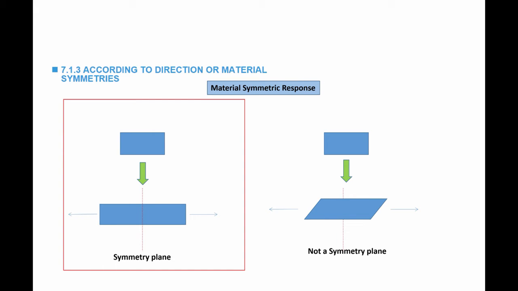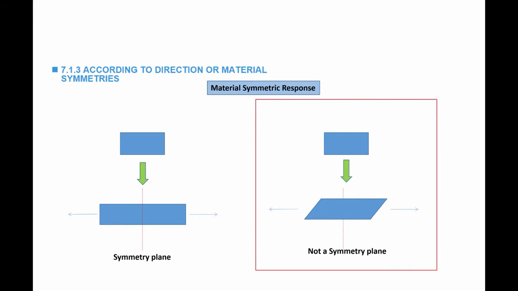The material on the left-hand side is symmetric around the plane shown because when I load it across this plane, the response is symmetric around that plane. This is called a symmetry plane of the material. On the other hand, the material on the right, when I pull on it perpendicular to the red plane, even though the load is symmetric around this plane, you notice that the response is not symmetric. We're getting a shear response. This is not a plane of symmetry for the material.